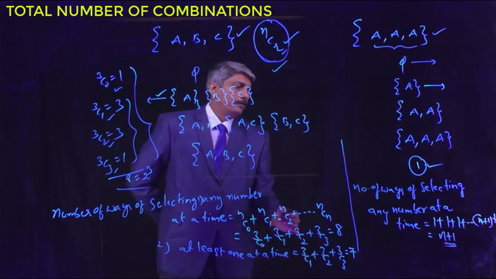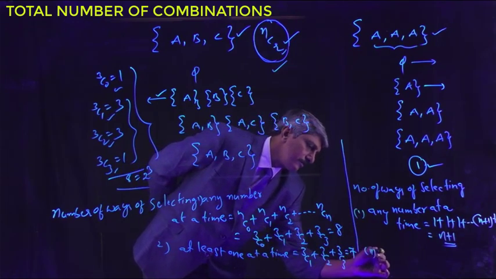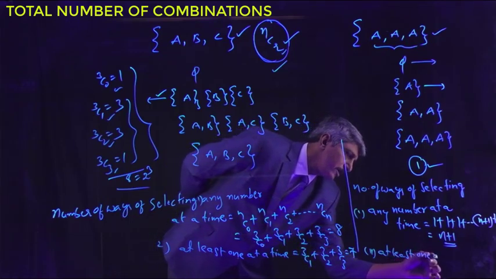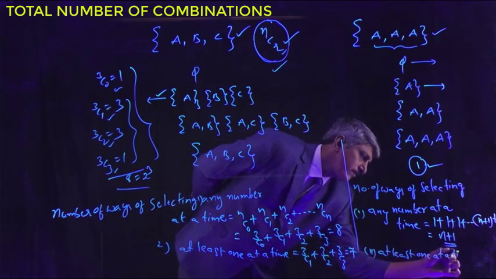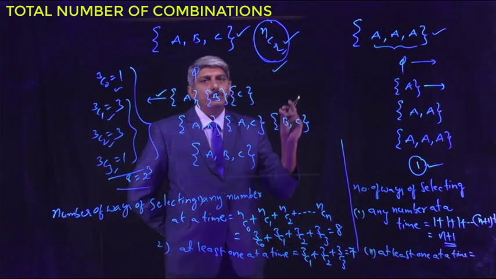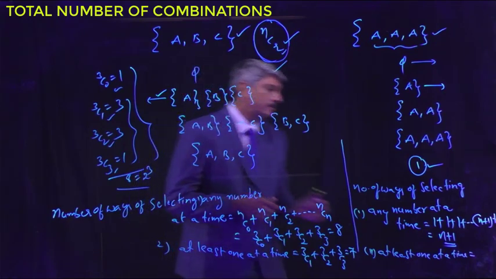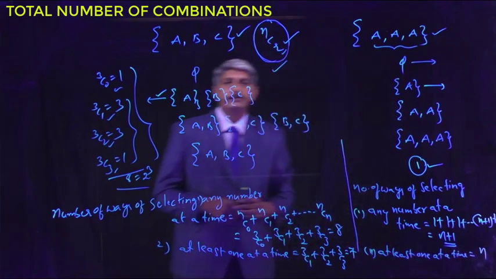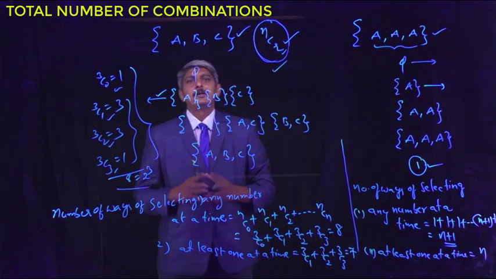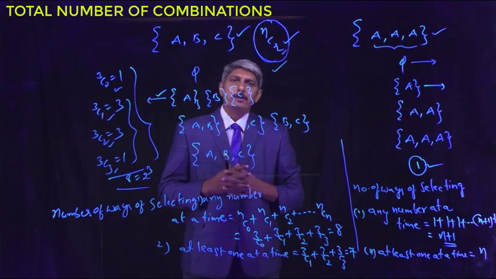For the above problem, so any number at least one at a time. Second, at least one at a time. So here by considering 1, 2, 3 and so on, n, how many cases? Here there are n terms. Therefore here n values. So here we derive two formulas. These two formulas are very very important.